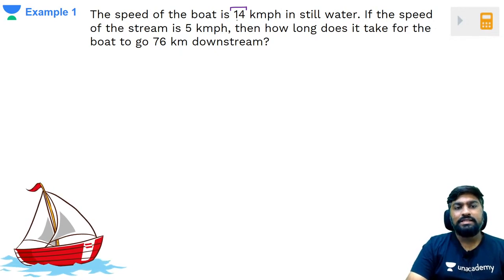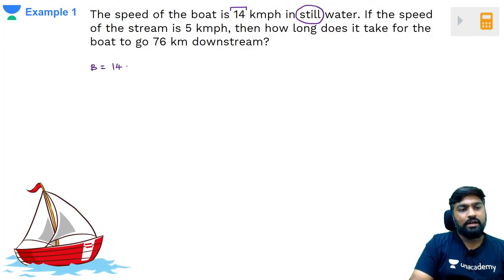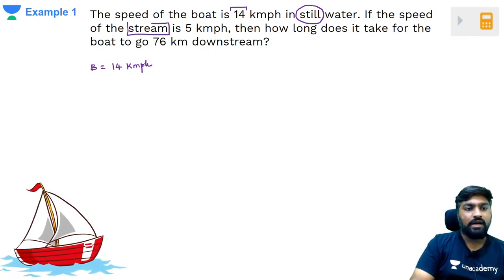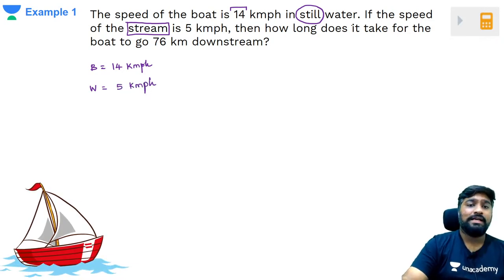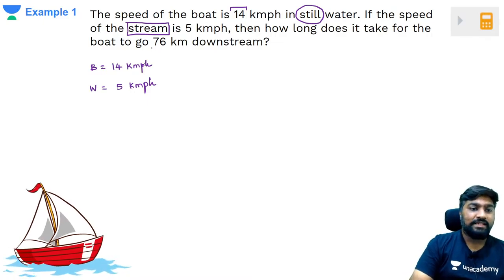So the speed of the boat is given as 14 kilometers per hour in still water. What do we mean by still water? When water doesn't move. So the original speed of the boat is what? 14 kilometers per hour. Beautiful. The speed of the stream is given. Stream is basically what? Moving water, the speed of the current, the speed of the water. So the speed of the water is given to us as 5 kilometers an hour. Beautiful. Now they're asking how long does it take for the boat to go 76 kilometers downstream.